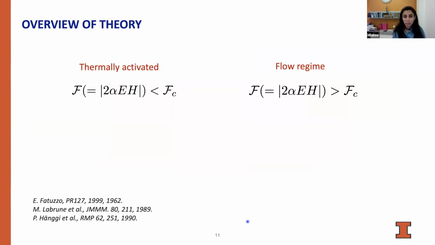So thermal activation means that the external magnetoelectric pressure that I've applied is lower than the coercive pressure for that specific mechanism. Here, alpha is that constant of proportionality that I showed you earlier. This is the magnetoelectric susceptibility. On the other hand, in the flow regime, this exceeds the coercive pressure.